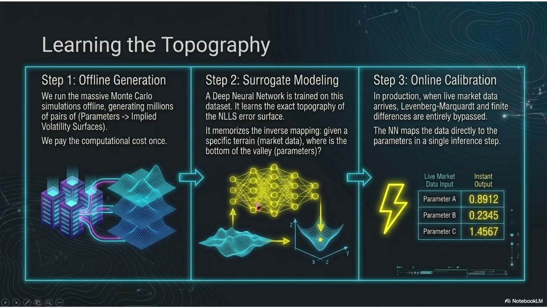So here's how we learn that topography. In step 1, we run massive Monte Carlo simulations offline to generate millions of data pairs, paying the computational cost just once. In step 2, we train the deep neural network on this dataset so it memorizes the exact inverse mapping of the error surface. Finally, in step 3, when live market data arrives, we bypass finite differences completely. The neural network maps the data directly to the parameters in a single instant inference.